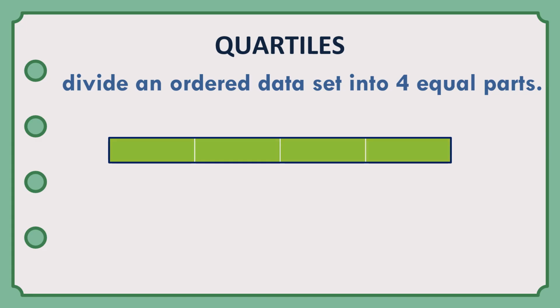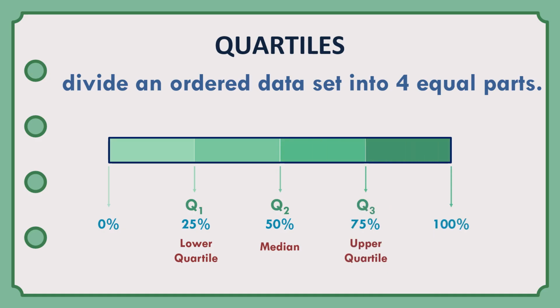Quartiles divide an ordered data set into 4 equal parts. So we have quartile 1, that is 25%, the lower quartile. Quartile 2, that is 50%, the median. Quartile 3, that is 75%, the upper quartile. If we divide the given set into 4 equal parts, we have quartile 1, quartile 2, and then quartile 3.